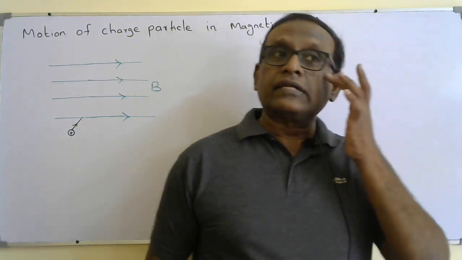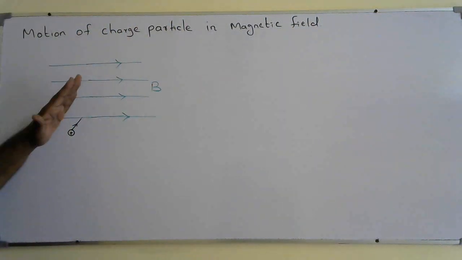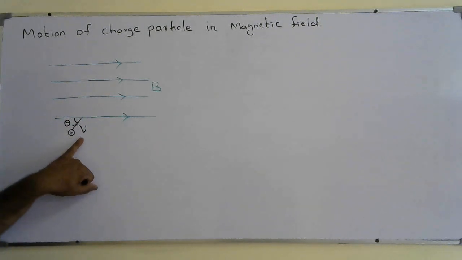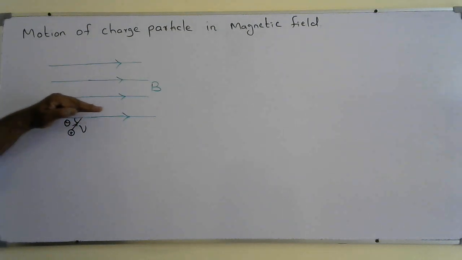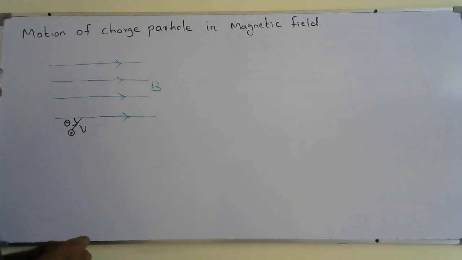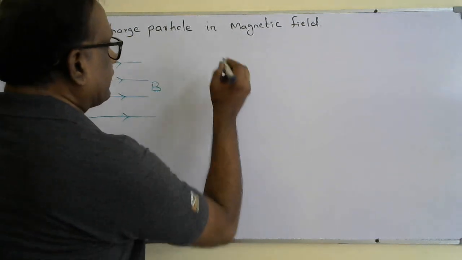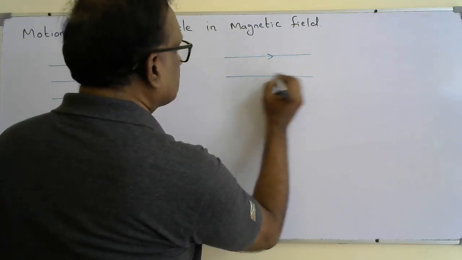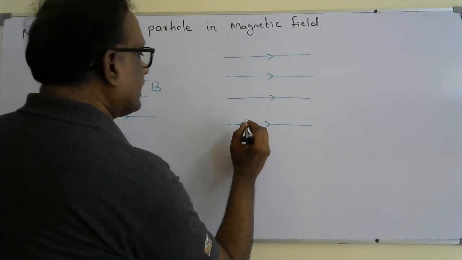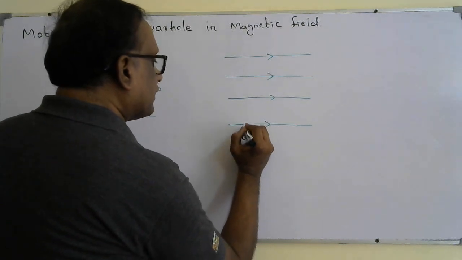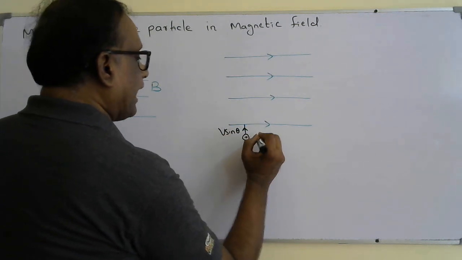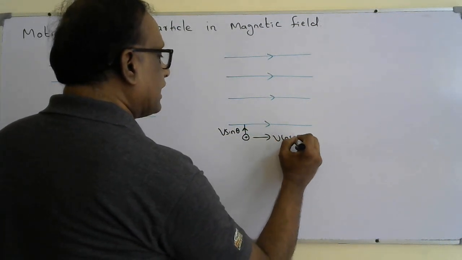Okay, so here we'll analyze what will happen when it enters the magnetic field at some other angle. The velocity is v, and this makes an angle theta. So this velocity has two components: v cos theta along the direction of the field lines, and v sine theta perpendicular to the field lines. I'll draw it again, the same field line. So there will be two components, one perpendicular to the direction of the field line, v sine theta, and v cos theta along the field line.